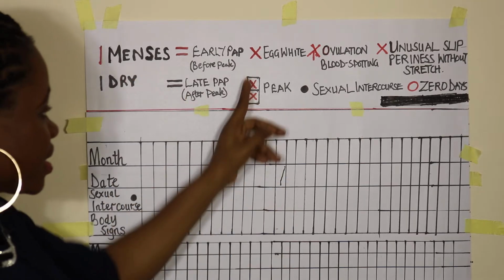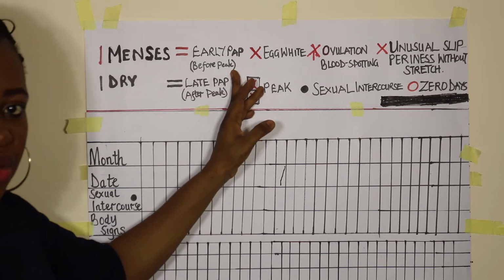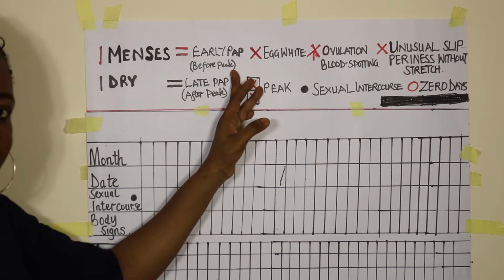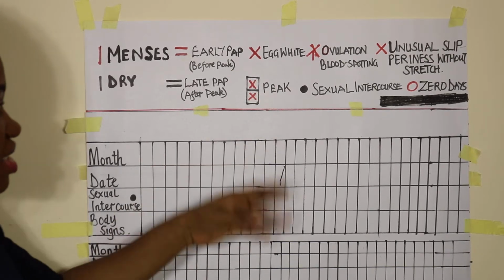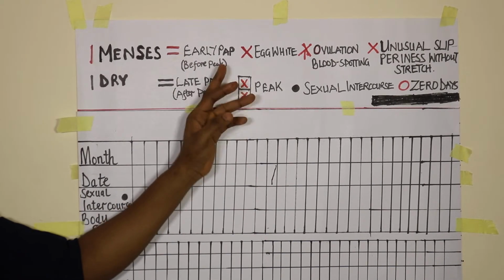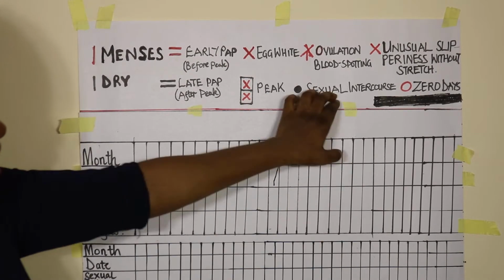And then this is the peak sign, the double X. The peak sign is the last day of your slippery discharge, or your possible stretchy or slippery discharge. The last day, the day that you are going to ovulate, is called a peak, and this is the sign for it. And then you have the sexual intercourse sign.